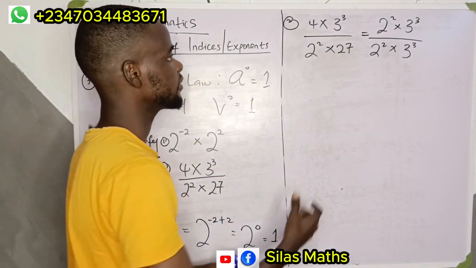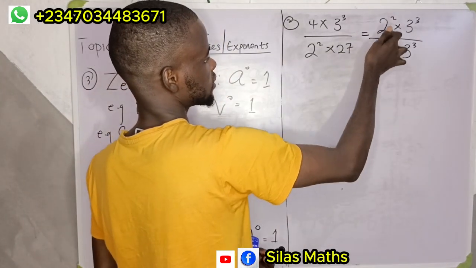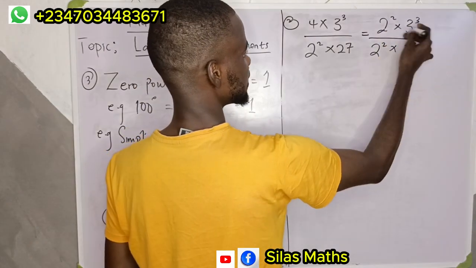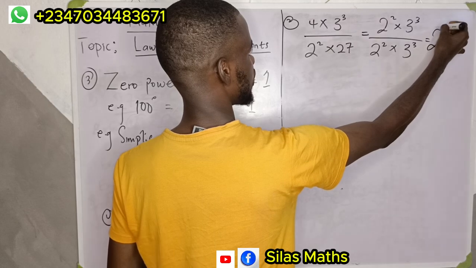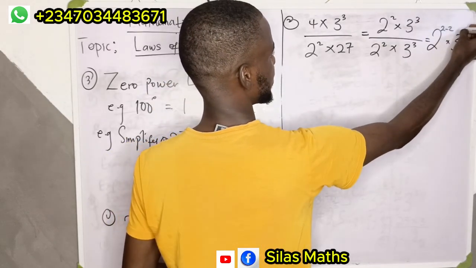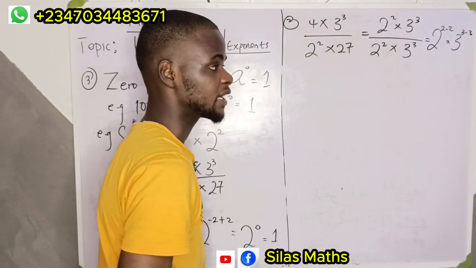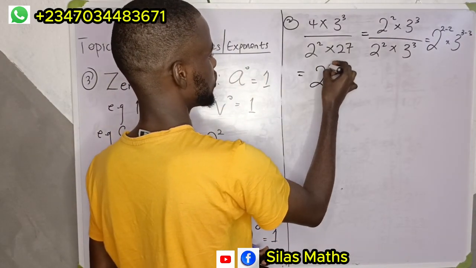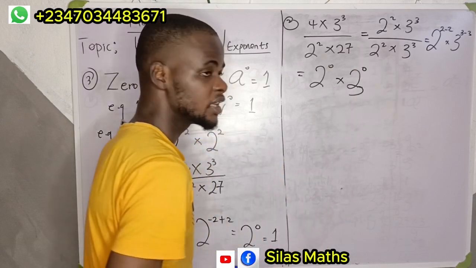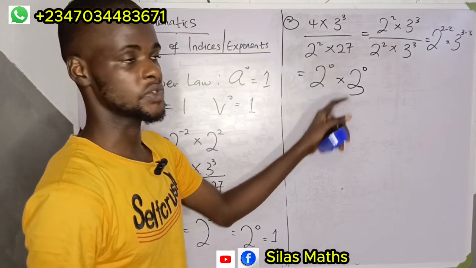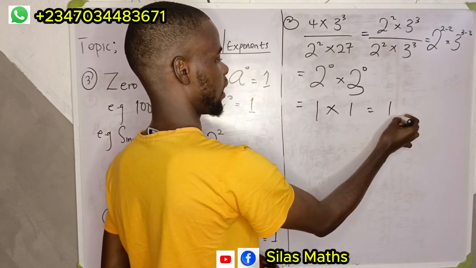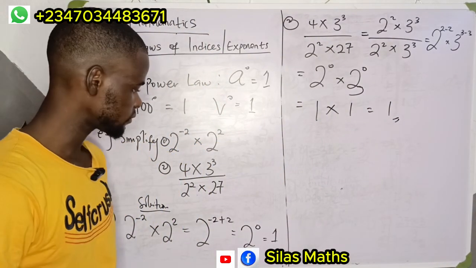So in solving further, we can subtract these powers and as well subtract these powers. So we pick one base here: I have 2 to the power of 2 minus 2, then for 3, I have times 3 raised to the power 3 minus 3. And that will give us 2 to the power of 0 times 3 to the power of 0. And remember that any number raised to power 0 is 1. So this will give me 1 times 1, which is equal to 1. That's my final answer.